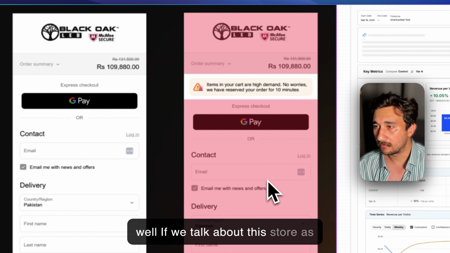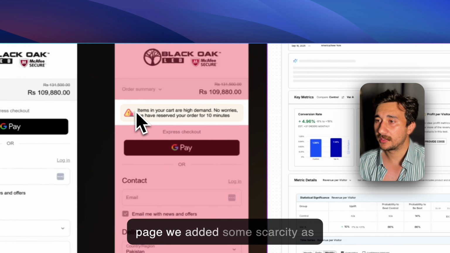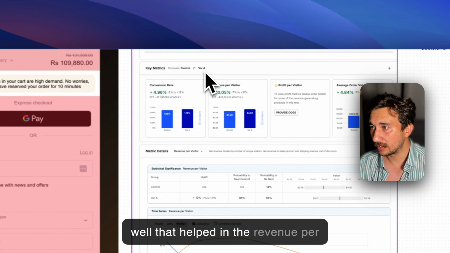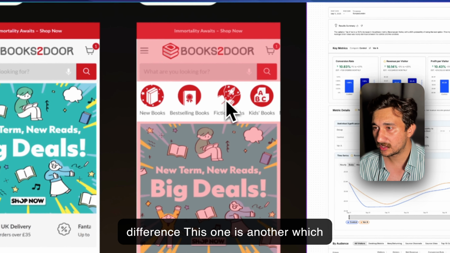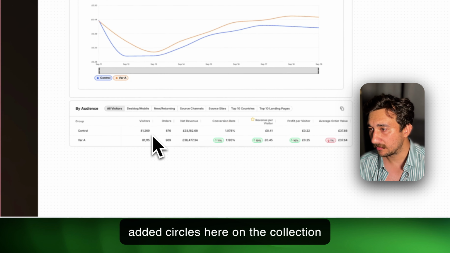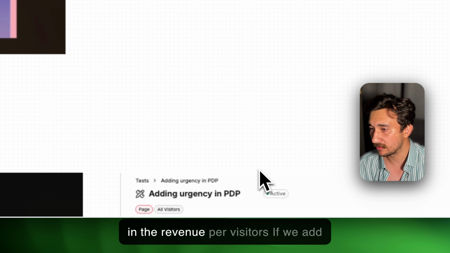If we talk about this store, we added something on the checkout page. We added some scarcity that helped revenue per visitor by 10%. This is the order difference. This one is another where we added circles on the collection page. This is how the order difference looks: 11% improvement in the conversion rate, 10% in the revenue per visitor.